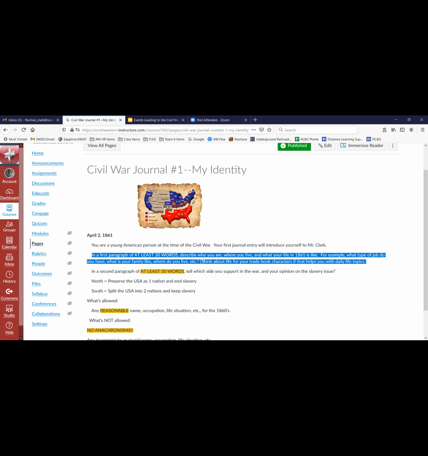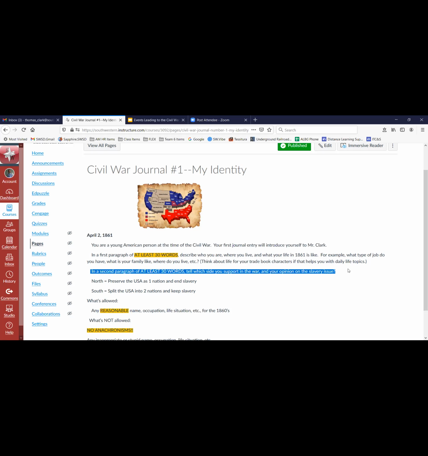And if you're saying, oh, I don't know what jobs existed, well, think about your trade book. Whatever trade book you read, there were a lot of different jobs in there, like being a farmer, a tavern owner, a coffee shop owner, wealthy business people, a surveyor, a slave. I mean, you can be all those things, nurses, doctors, really any kind of job. So first paragraph, you're inventing who you are and introducing yourself.